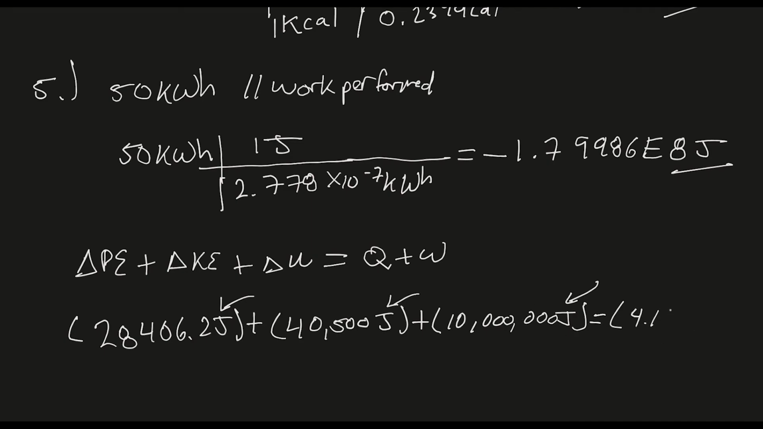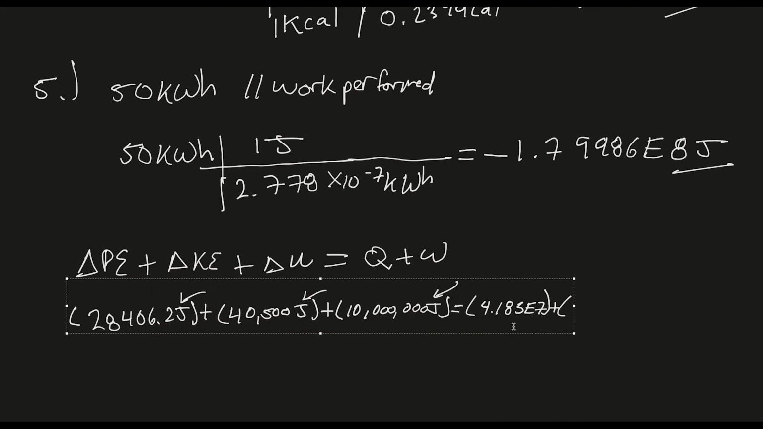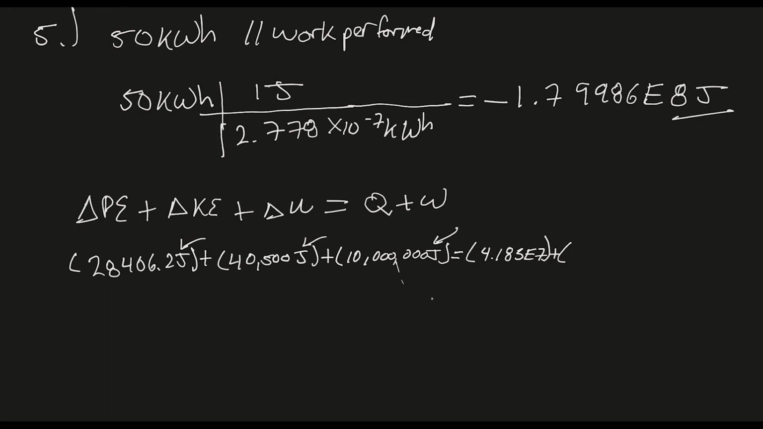So 4.183 e to the 7th. I'm going to cut out some of the sig figs here. And then we're going to add that to, let me make this a little smaller so it's easier to see, plus negative 1.7998 e to the 8th power. Okay? And after summing these values up, you're going to find that this does not equal that.